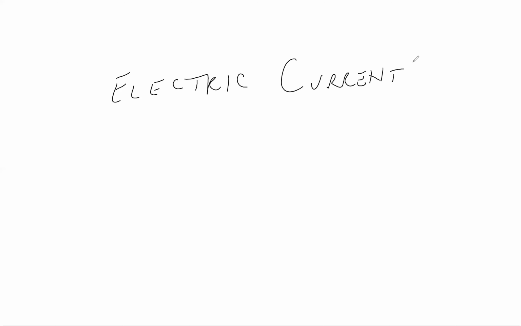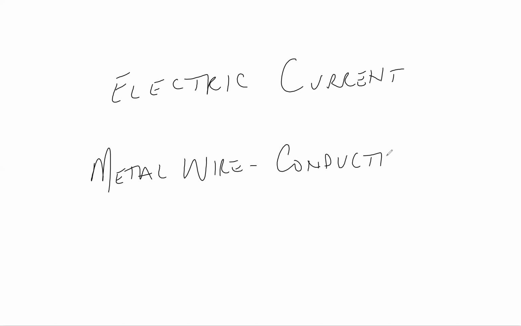When we're talking about a metal wire, the free electrons are called conducting electrons. They are passing the energy from one electron to the other, and that's because metals have those free electrons that are not locked in position. Now, protons in metals don't move because they're locked into the nucleus.